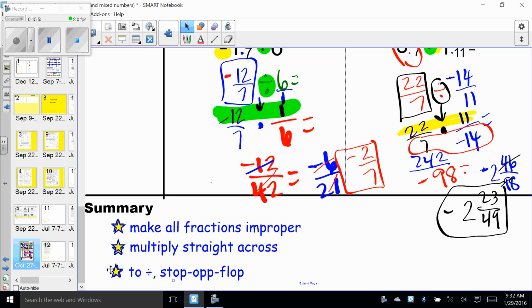Okay, 7th grade. So after you're done filling out that summary, your homework tonight is to do page 16. I expect to see stop. You don't touch the first fraction at all. Up, change the division to multiplication, and then flop, flipping that second fraction. I'm expecting to see that in your work tonight. Your homework is to do just page 16.